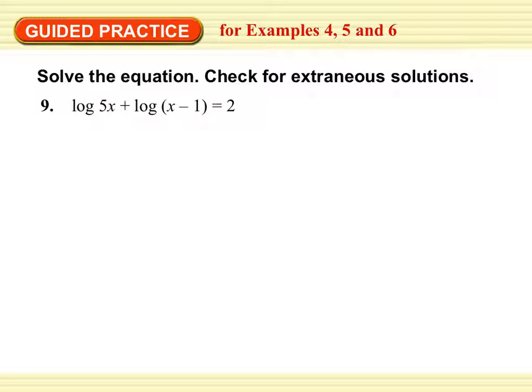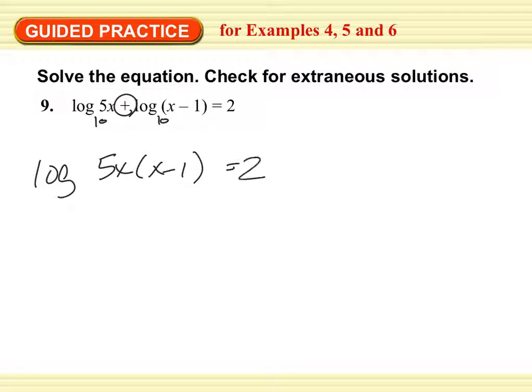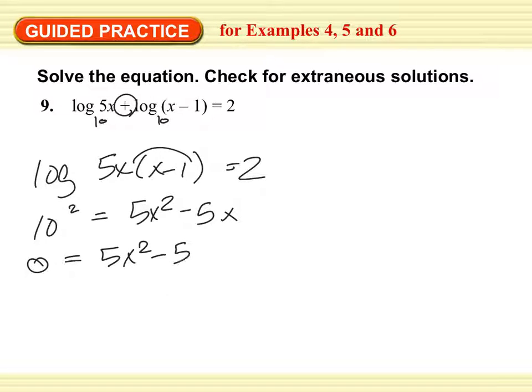Okay, another: solve the equation, check for extraneous solutions. Remember, I've got the same base of 10 and a plus in between, so I can multiply the 5x and the x minus 1. Then I can say that 10 squared equals 5x squared minus 5x. Almost made a mistake there. Get everything to the same side of the equal sign. Subtract 100 from both sides.